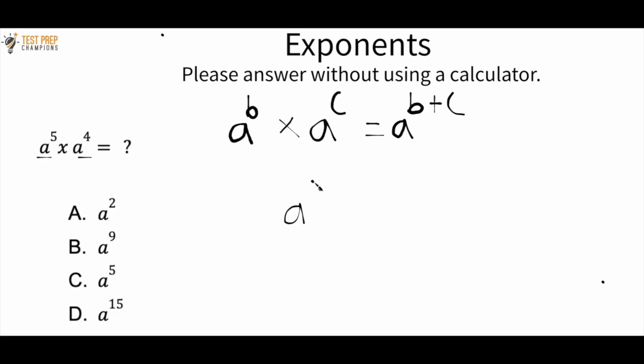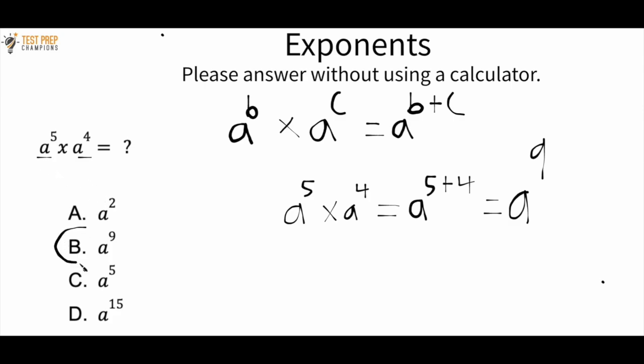So a to the power of 5 times a to the power of 4. Since the bases are the same, we can add the exponents. So this is the same as a raised to the 5 plus 4. All right, and what is 5 plus 4? 5 plus 4 is 9. So when all is said and done, we see that a raised to the power of 5 times a raised to the power of 4 is the same as a raised to the power of 9. So B is the correct answer.